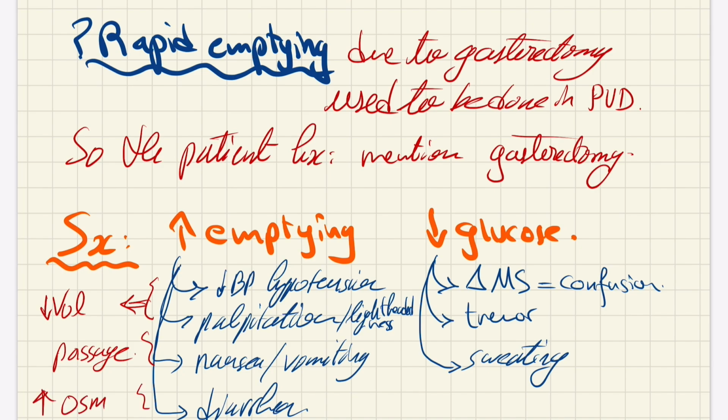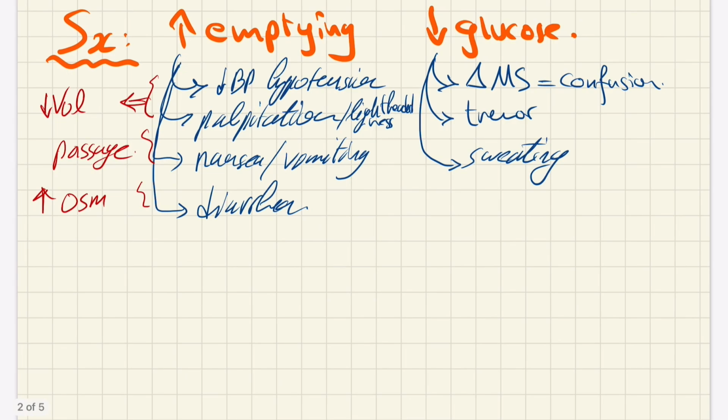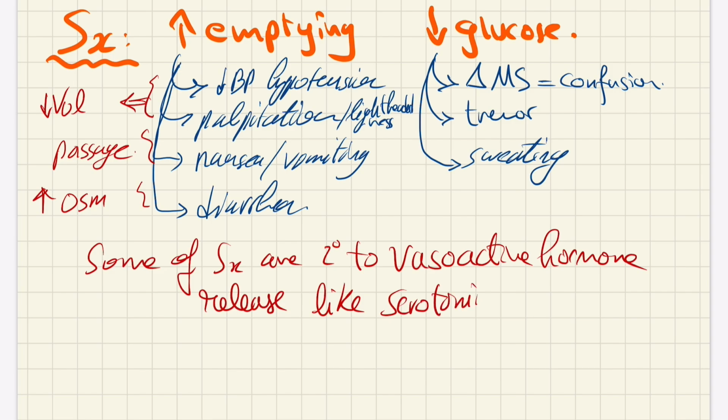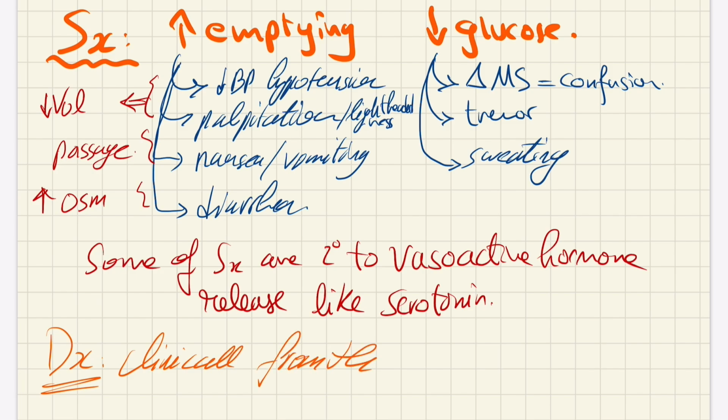Remember, part of the symptoms is related to the vasodilation caused by the release of the vasoactive hormones like the serotonin. Some is related to the hypoglycemia because of the hyperinsulinemia, and some is related to the osmolarity of the high osmolar content that has passed into the small intestine.